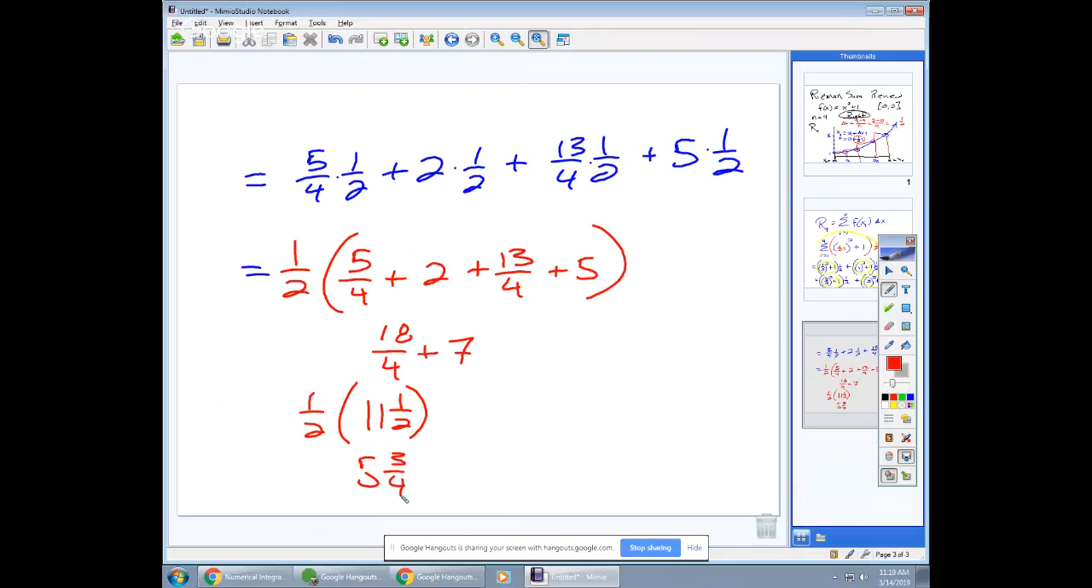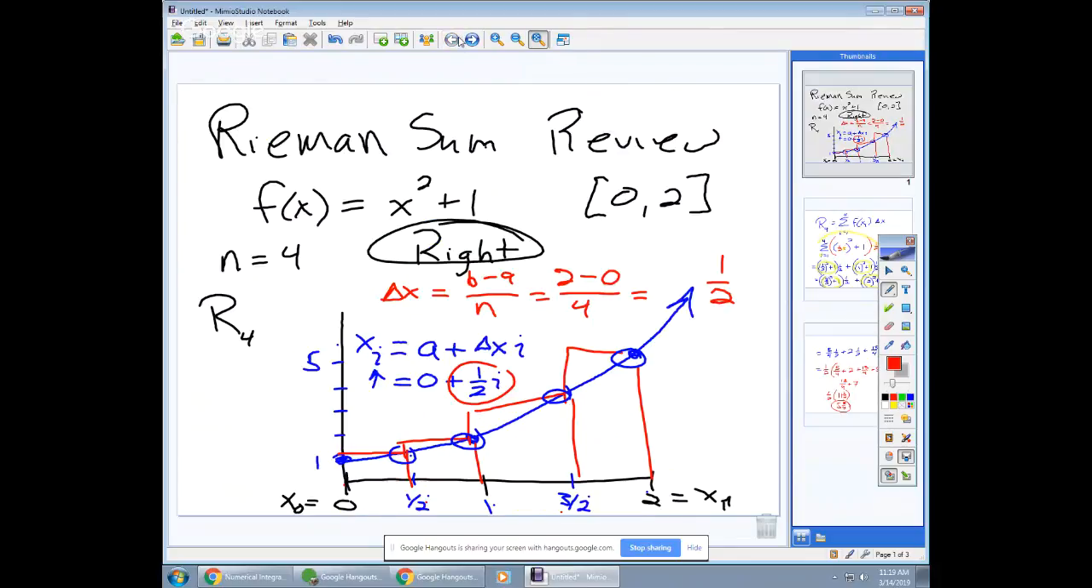Anyone plug that straight in the calculator? Yeah. So sometimes fun with fractions. So that's an estimate. Is it an overestimate, an underestimate? It's an overestimate, right? Because in this case, because the function was increasing, my rectangles were higher than the function. If we did a left endpoint, we'd get a lower estimate.